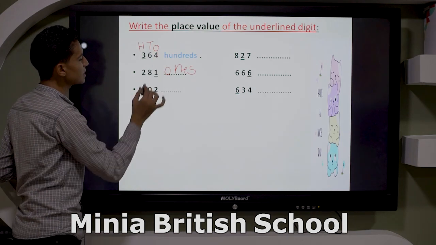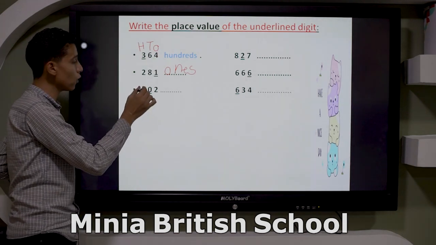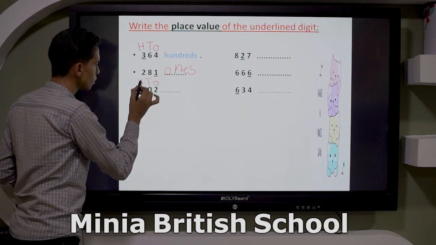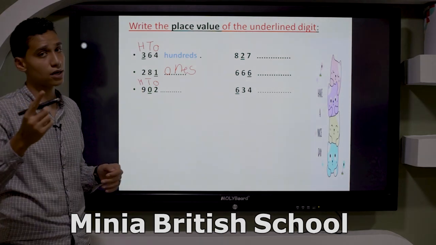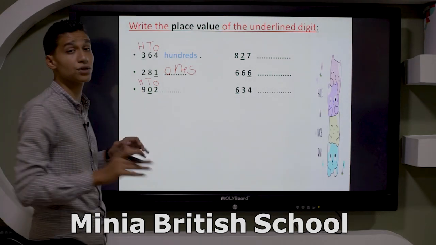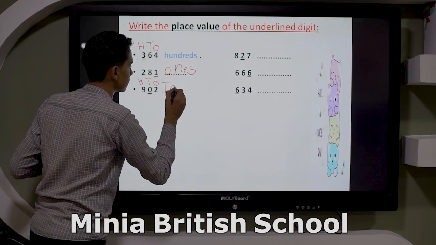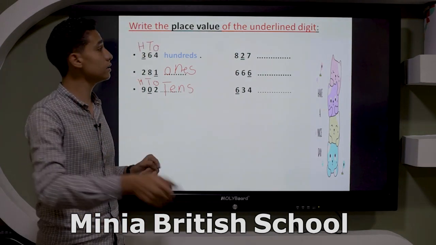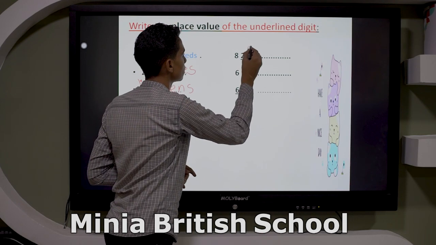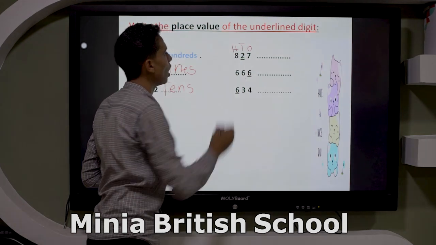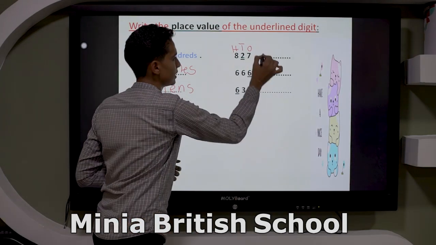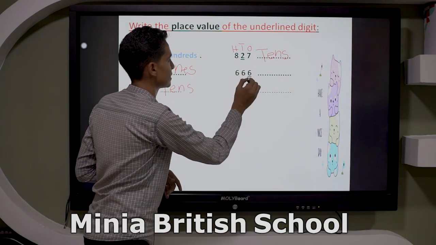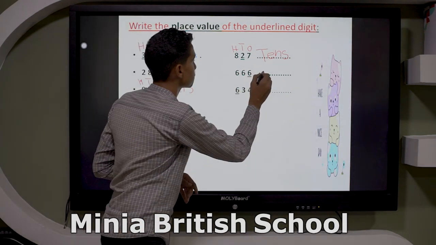Here the place value of 0. I have here ones, tens, hundreds. So remember my 3 houses. The place value of 0 is tens. Excellent. Here, 827. I need the place value of 2. The place value of 2 is tens. And here I need the place value of 6. Excellent. It's ones.